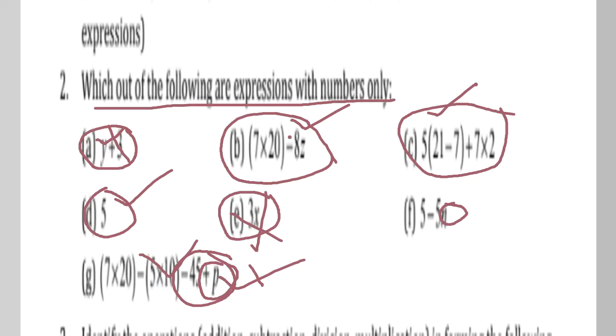So B part is only numbers, C part only numbers, and D part only numbers. So students, I hope all of you understood question number 2, that in parts B, C and D you can see these are only number expressions. Okay, so now let's see question number 3 of this exercise.